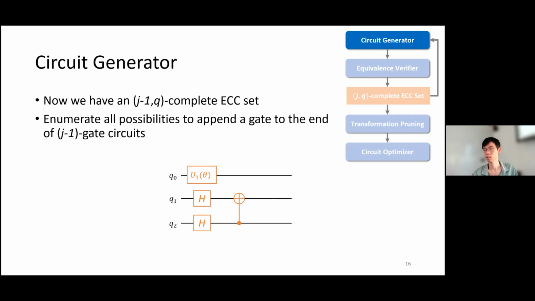Wait, are there infinitely many possibilities in this data? The Q is a fixed number. So there are only 3 ways to put the Hadamard gate. What if you put a U1? Oh yeah, so we do it symbolically. Okay, I see. U1 theta here, or U1 theta 1 or U1 theta 2, something like that.